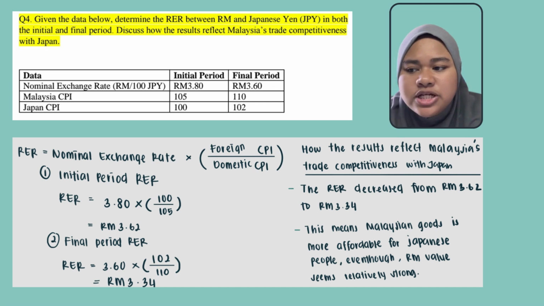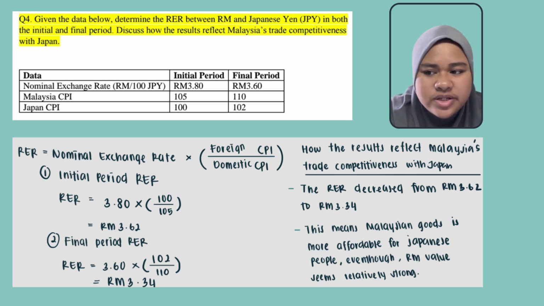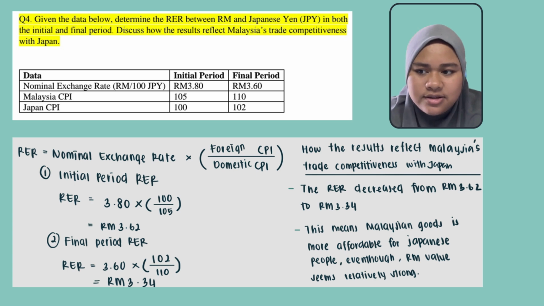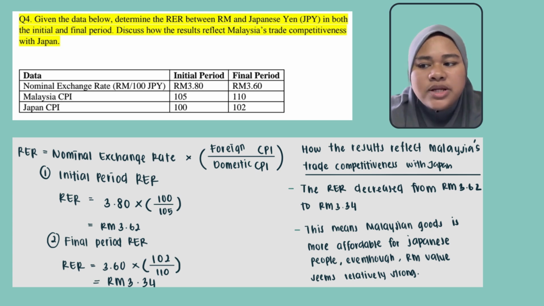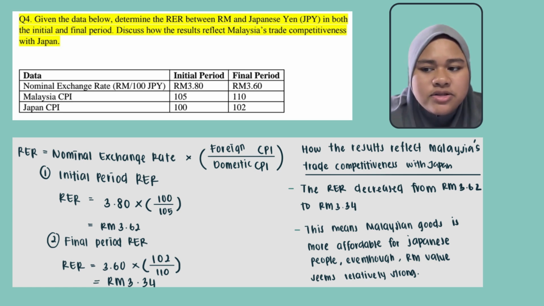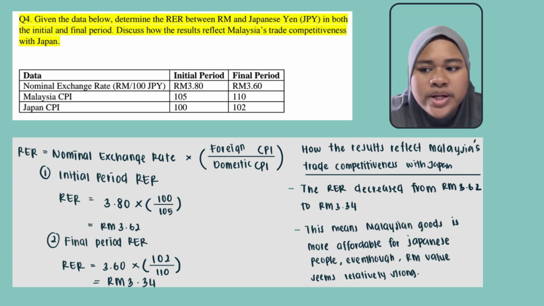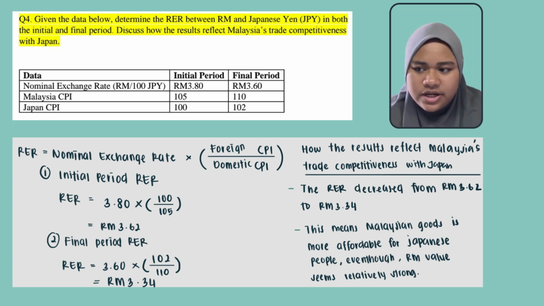So the nominal exchange rate is RM over 100 Japanese yen. For the initial period it is 3 ringgit 80 cent, and for the final period it is 3 ringgit 60 cent. For Malaysia CPI, Consumer Price Index, it is 105 for the initial period and 110 for the final period. The second one, Japan CPI, is 100 for the initial period and 102 for the final period.